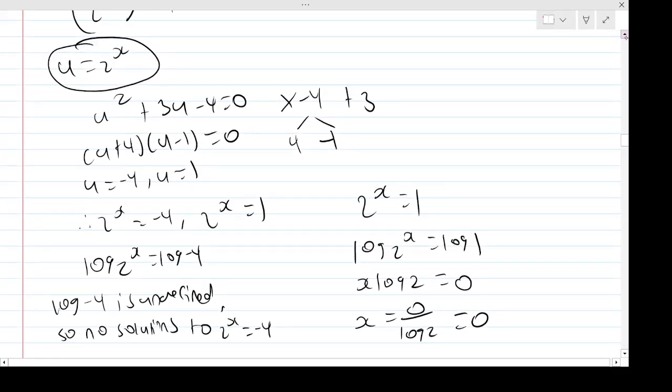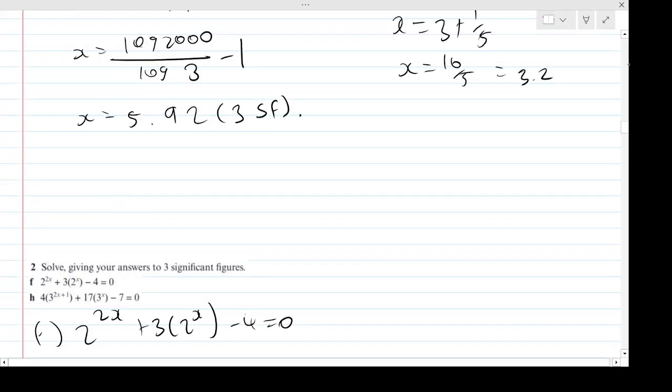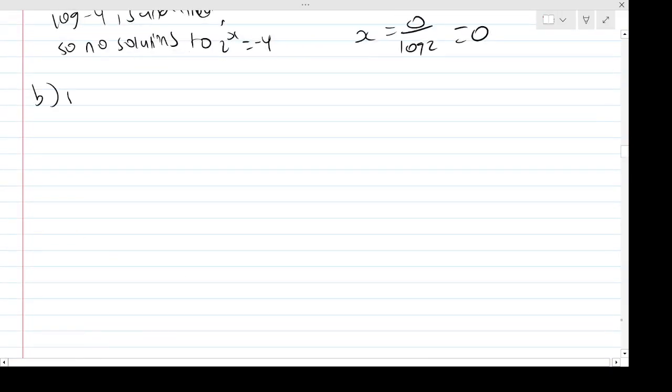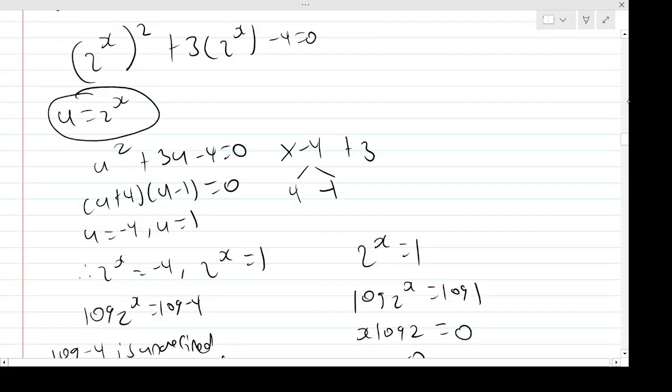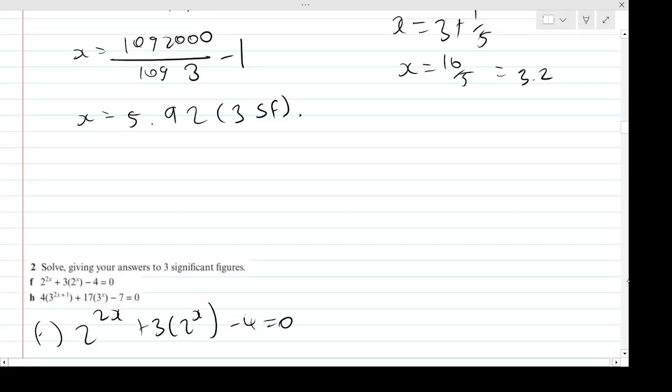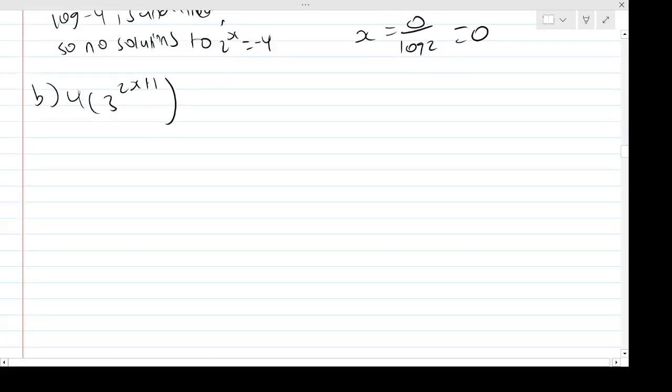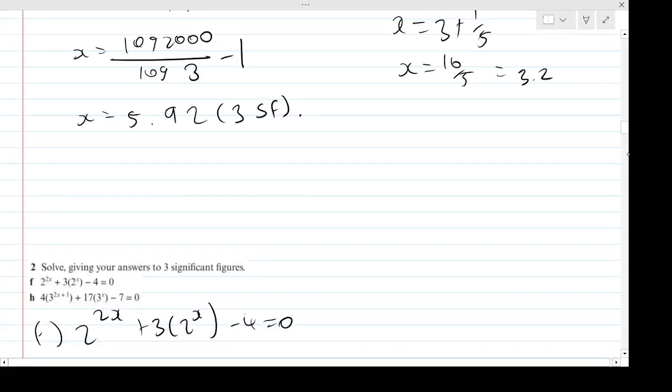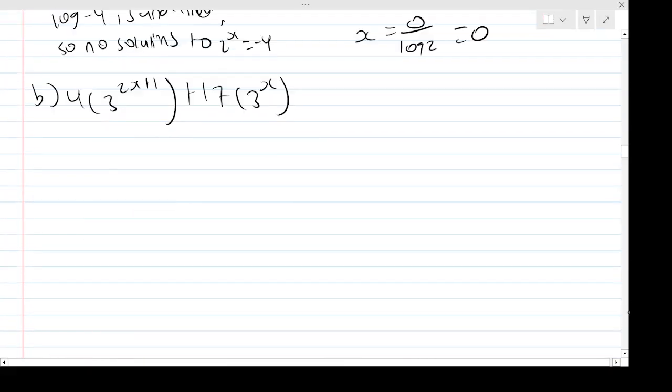Okay, part B, we now need to solve the equation 4 lots of 3^(2x+1), add 17 lots of 3^x, minus 7 equals 0.